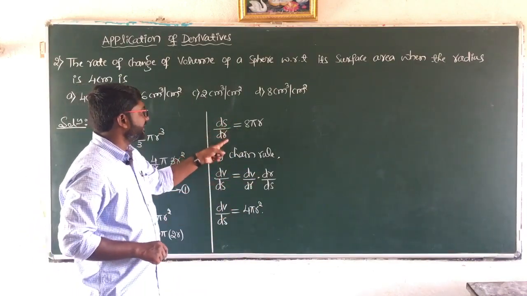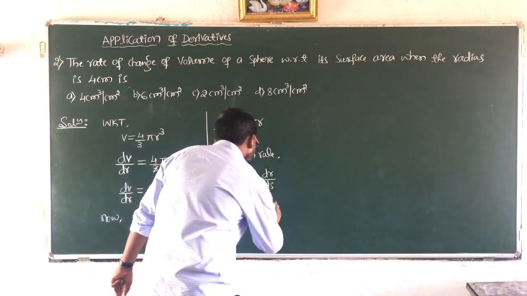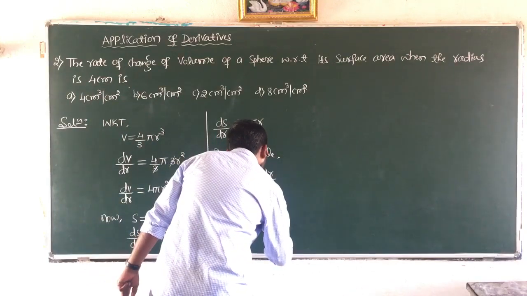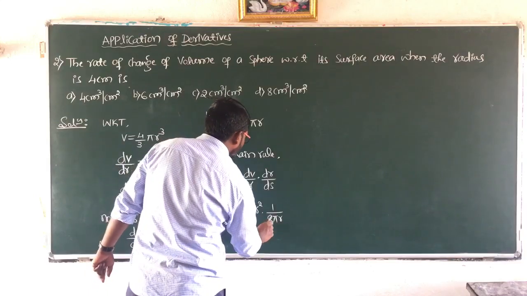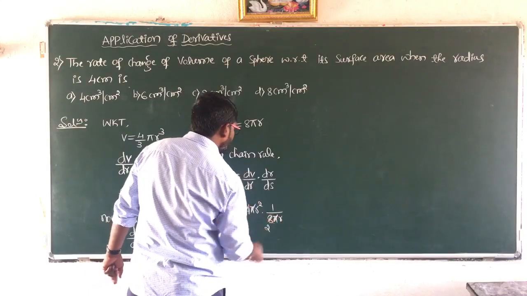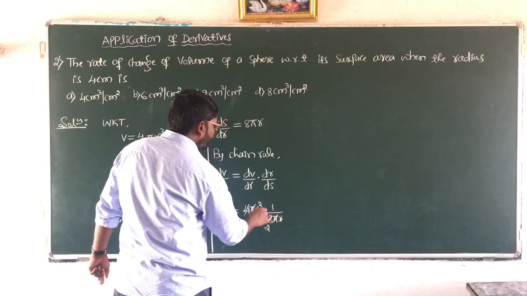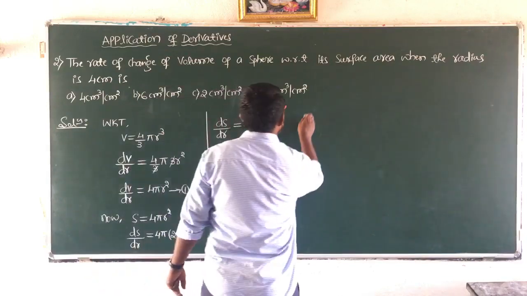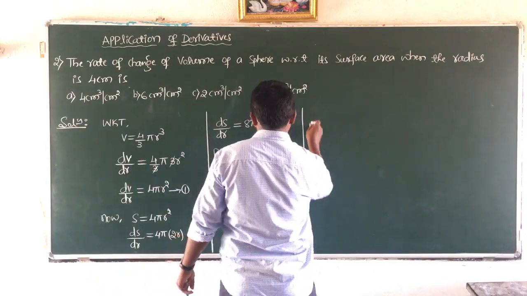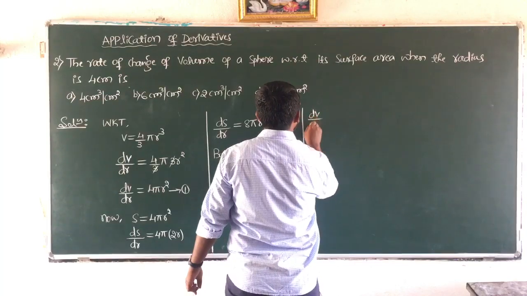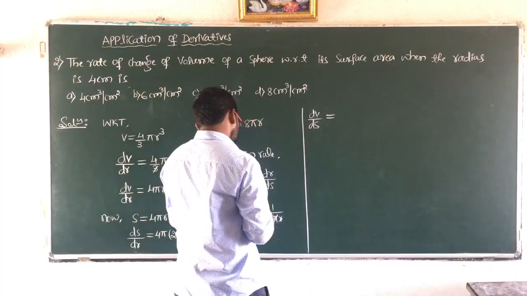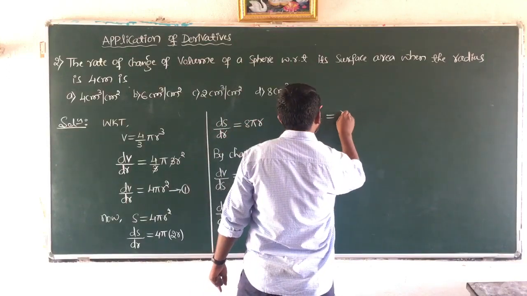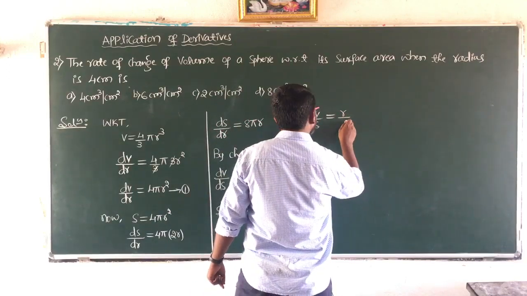Here we have ds by dr. Take the reciprocal. We get 1 divided by 8 pi r. So here 4 ones are 4, 4 twos are 8. So pi and pi get cancelled, and r and here 1 r get cancelled. So now dv by ds is equal to, we are left with small r in the numerator, divided by 2.